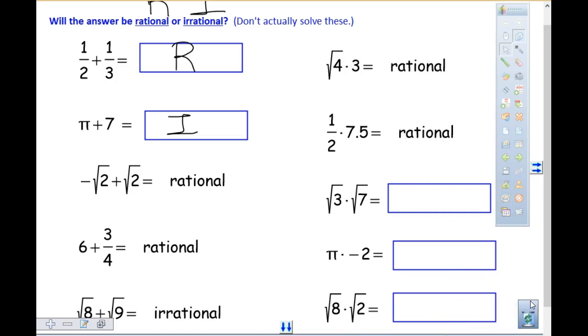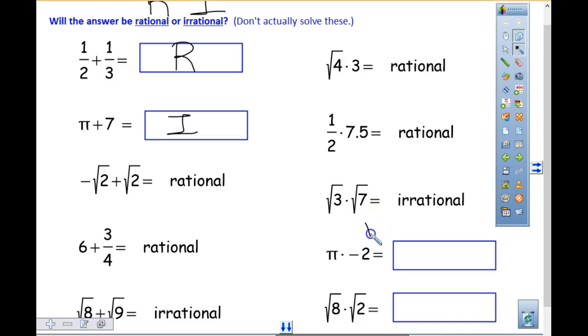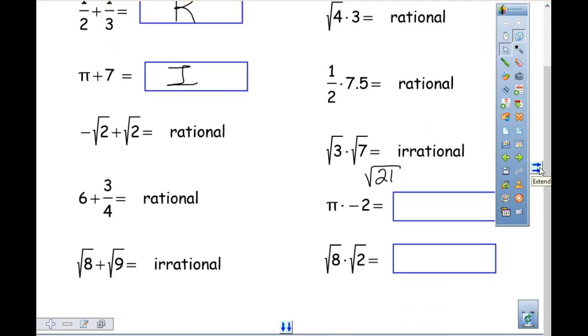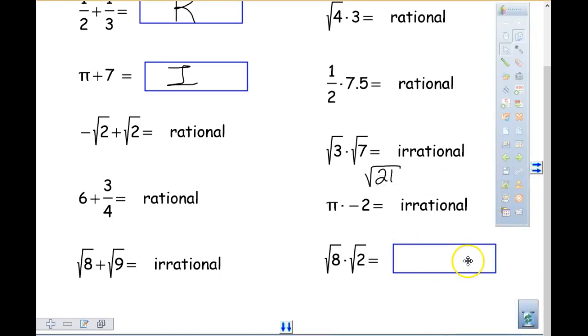Square root of 3 times square root of 7. I get square root of 21. Is 21 a perfect square? 25 is, 16 is, not 21. Irrational. Okay? When you multiply these, this does come out to be the square root of 21. But that is still irrational because it's not a perfect square. Okay? If we are looking at the last two, pi times -2 should be irrational. Last one, rational or irrational? Rational. Should be rational. Square root of 16, right?